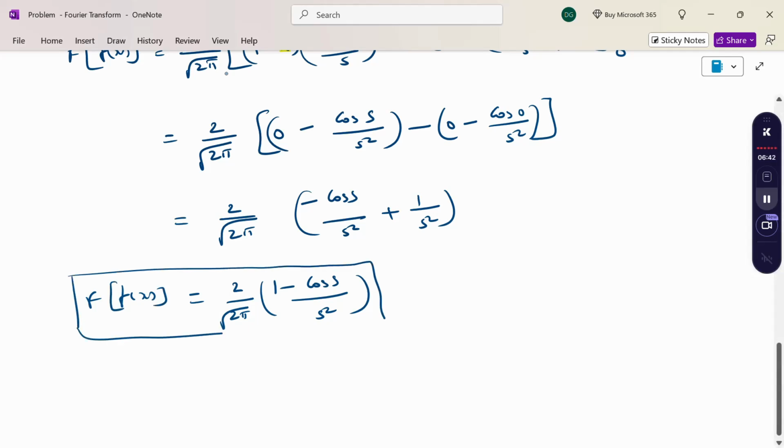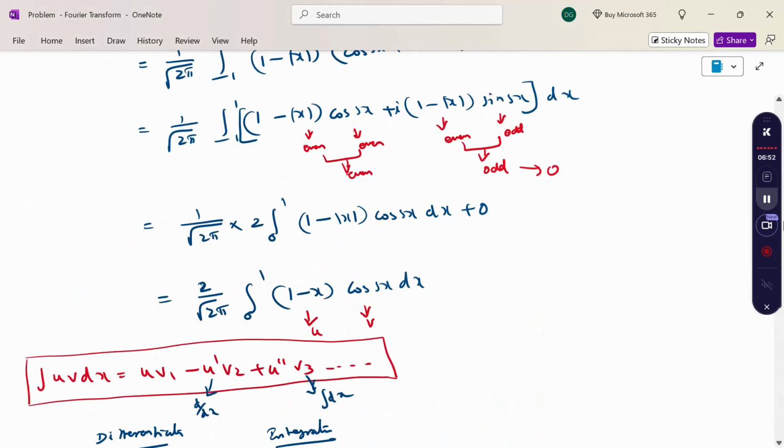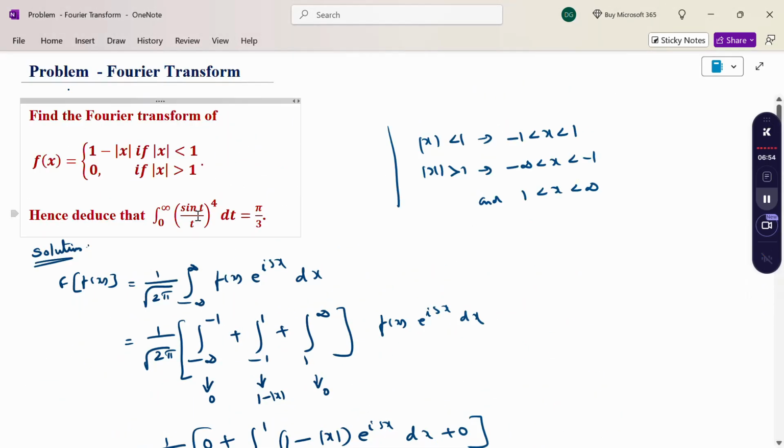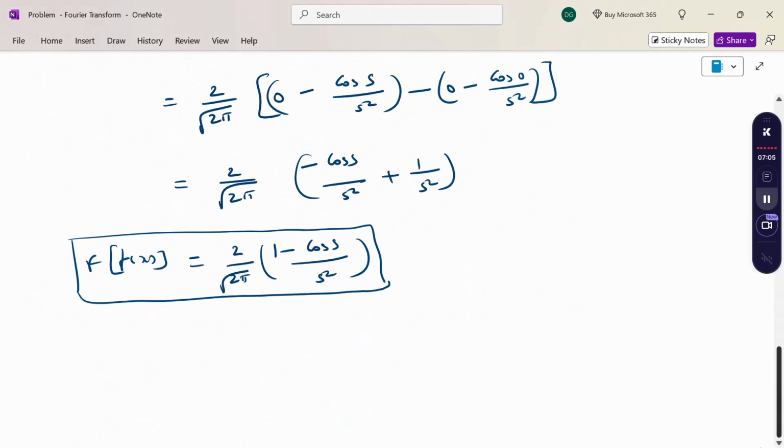For the part 'hence deduce' with a direct integral of a sin x term, you would think the problem uses the Fourier inverse transform. But when the power is 4, I think we should use the Parseval identity to find it.